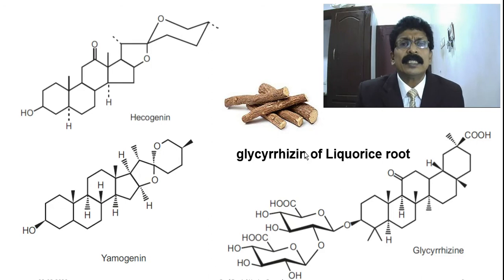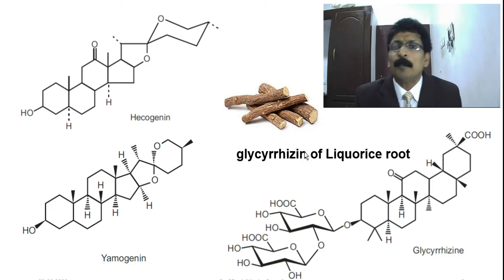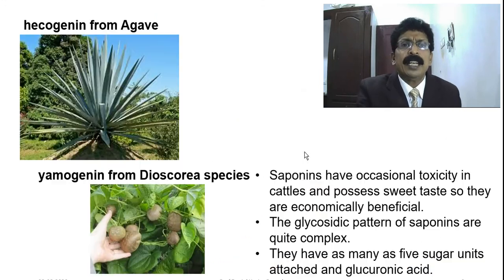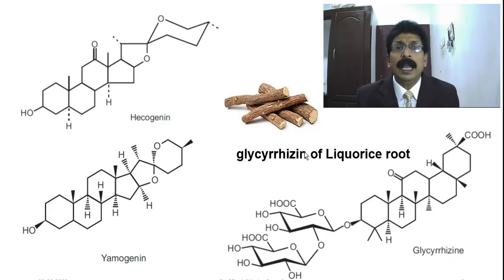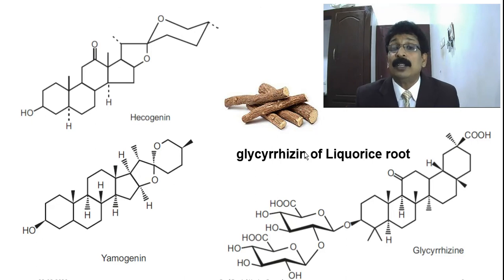Hecogenin is the structure which we have just seen; it is present in the plant we saw, agave. And diosgenin is present in Dioscorea, which we'll see in detail about the plant Dioscorea, and glycyrrhizin is present in the licorice root.